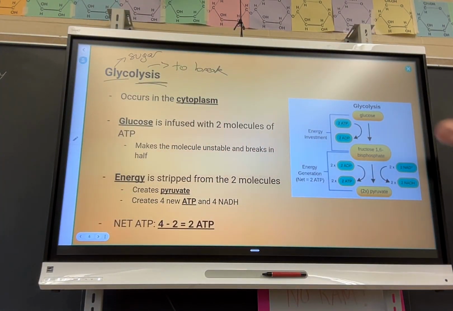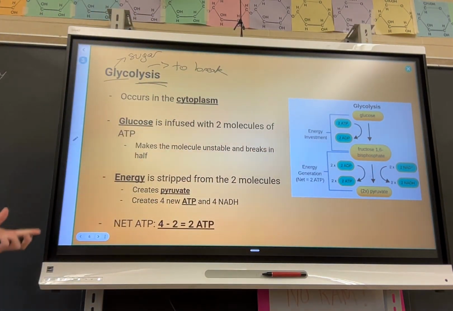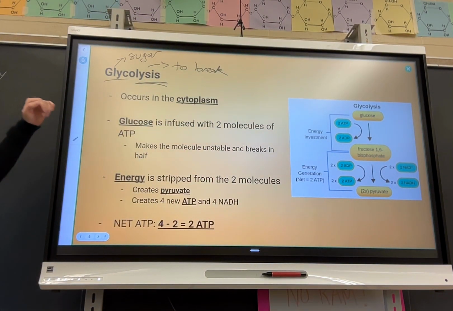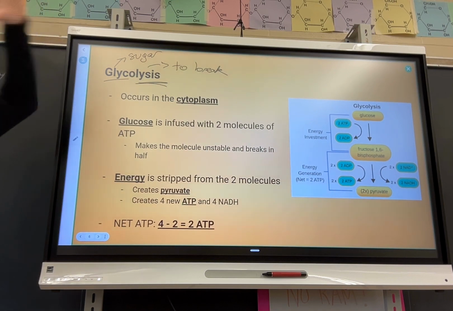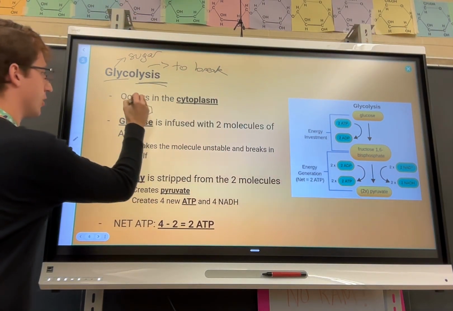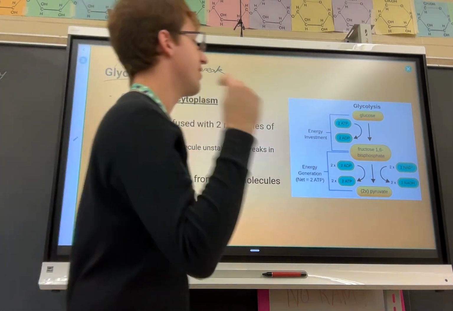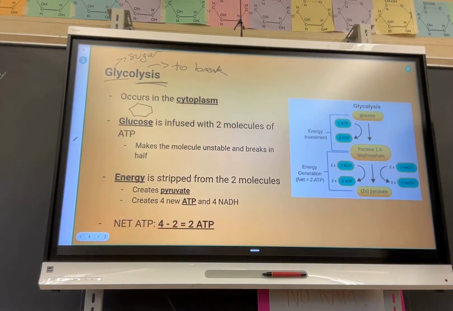Number one, bacteria can do this. Bacteria are able to perform glycolysis because it doesn't require an organelle to do it. Instead, it's just going to happen in the cytoplasm. But what we're going to do is take our glucose, our fancy 6-carbon sugar. We are going to infuse it with 2 molecules of ATP. When we do that, we make a molecule that is fructose 1,6-biphosphate.